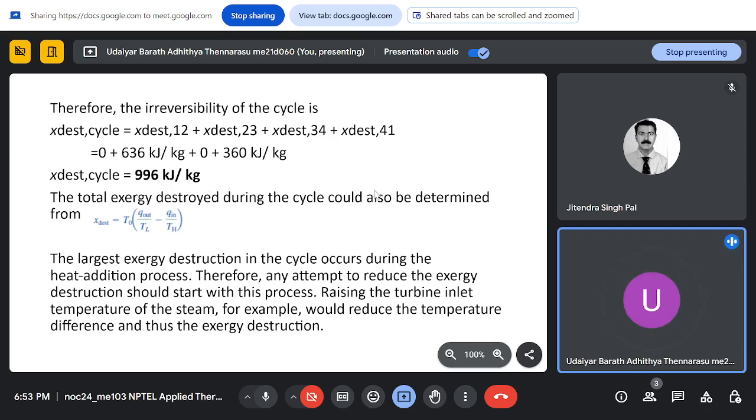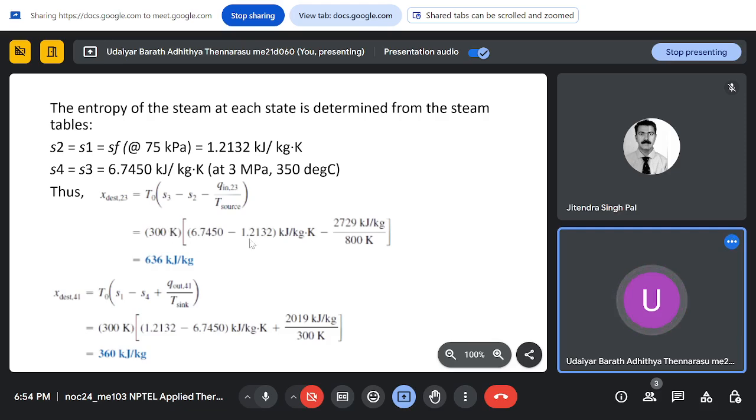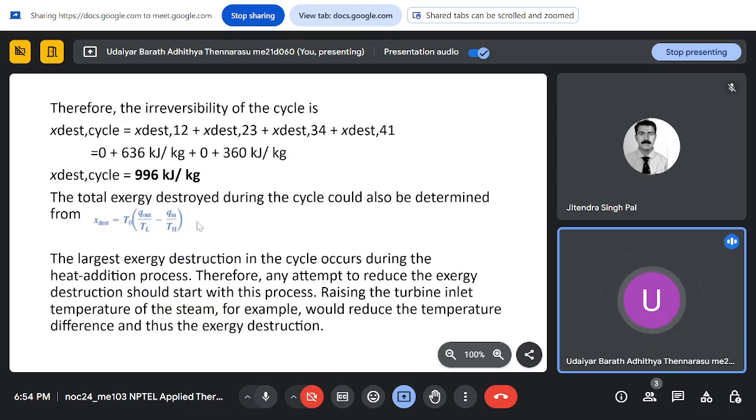So the other way of finding the exergy destroyed is T naught times the entropy generated based on the surrounding, Q out by TL minus Q in by TH. So this will also give you the same value. This is calculated based on the process, and if you apply it based on the surrounding, you'll get the same. So the largest exergy destruction in the cycle occurs during the heat addition process, which was 636. So if we want to reduce the exergy destruction, we have to start with the boiler to see how we can bring down that exergy destruction to improve the exergy efficiency of the whole cycle.